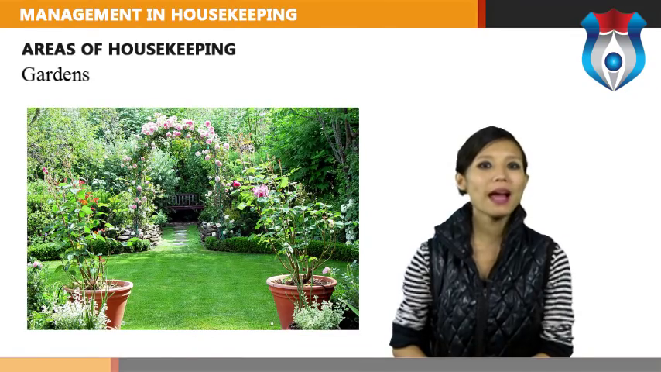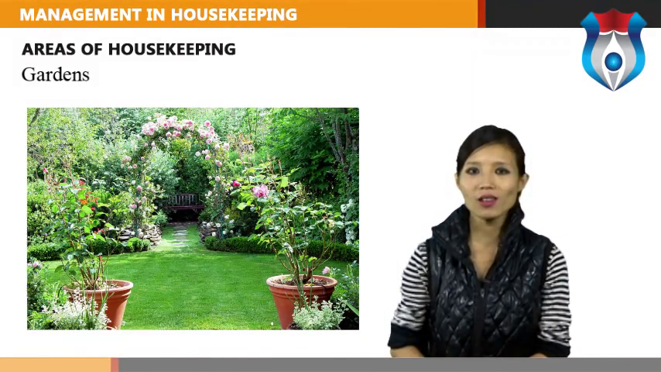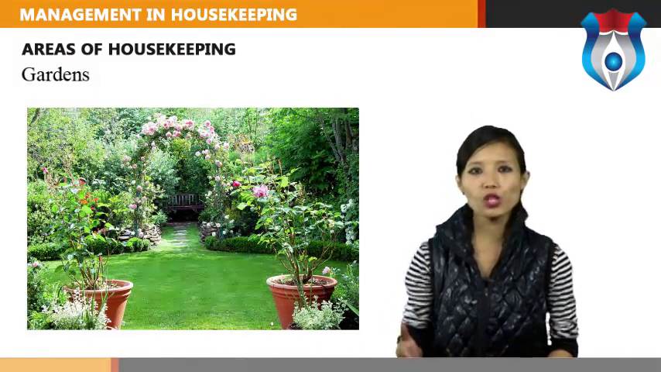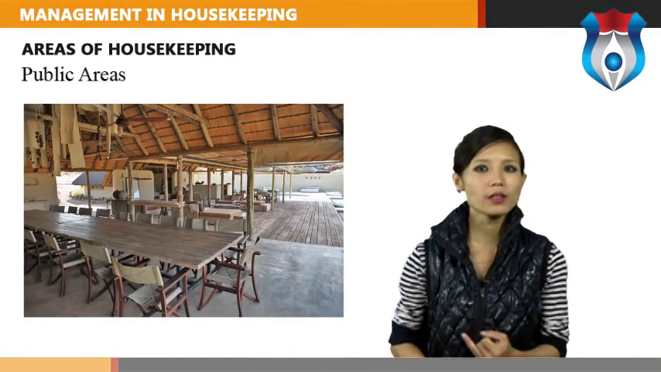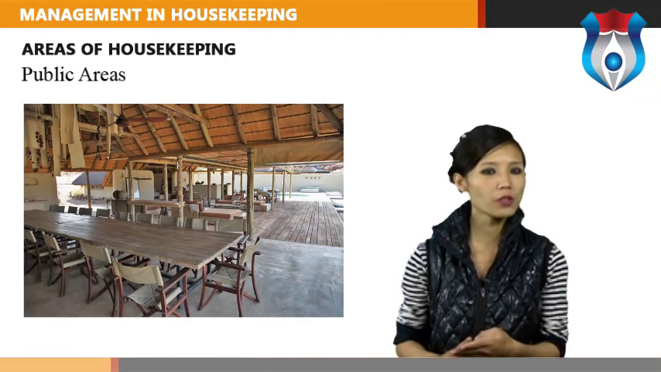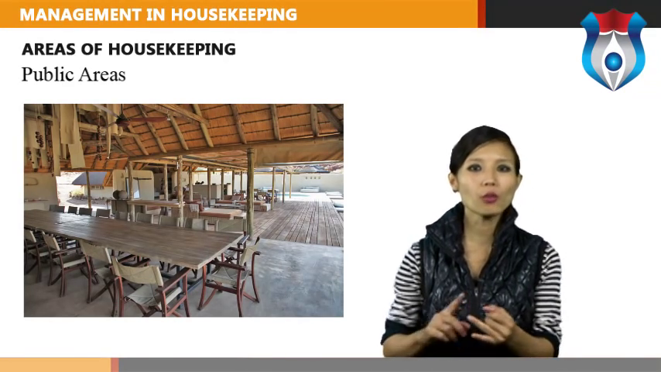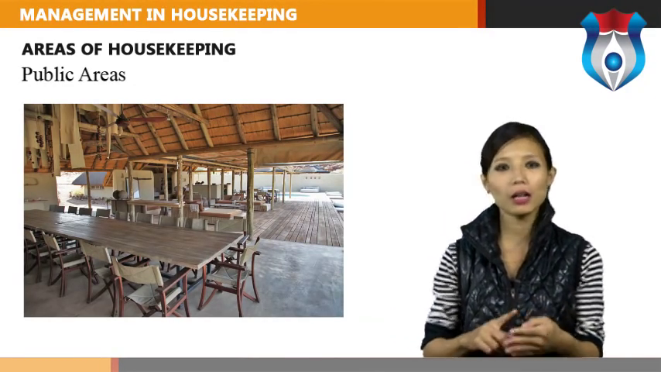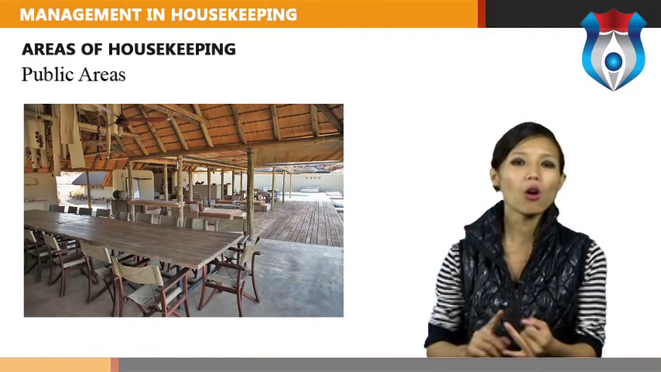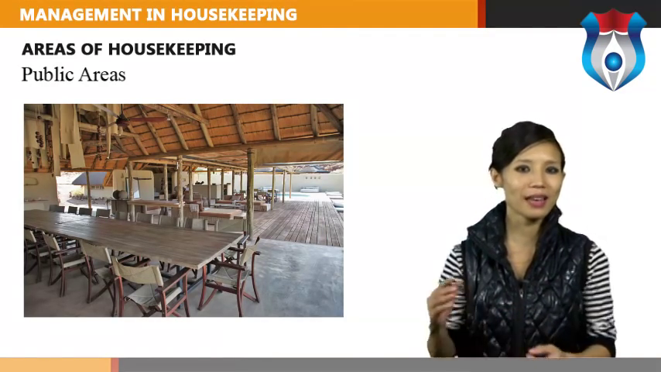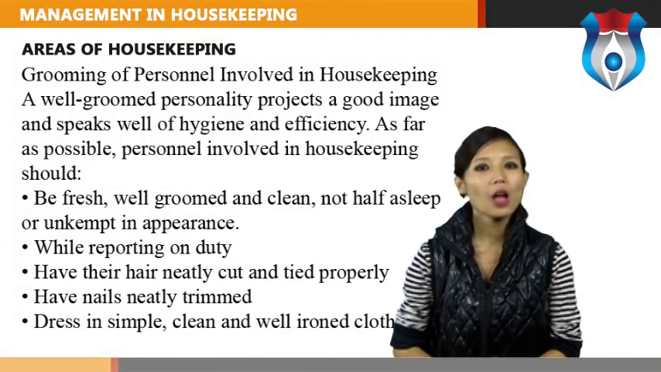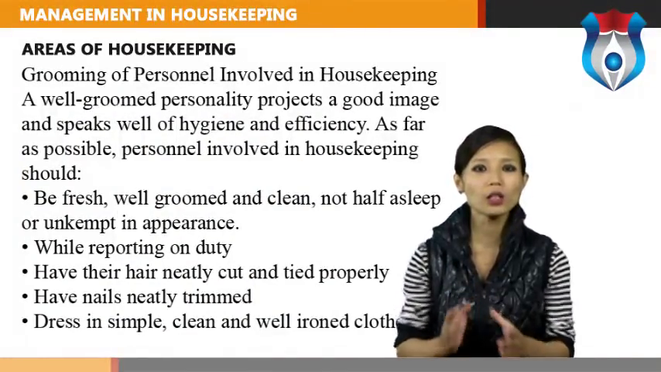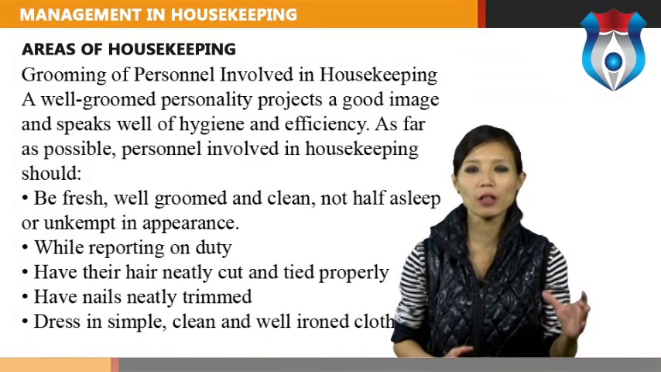Gardens: plants, pots, lawn, grass, flowers, trees, bushes, hedges, etc. Public areas: staircase, corridors, lobby, conference or seminar room, waiting halls, recreation room, parking area, clubs, swimming pool, offices, common toilets, etc. Grooming of personnel involved in housekeeping. A well-groomed personality projects a good image and speaks well of hygiene and efficiency.